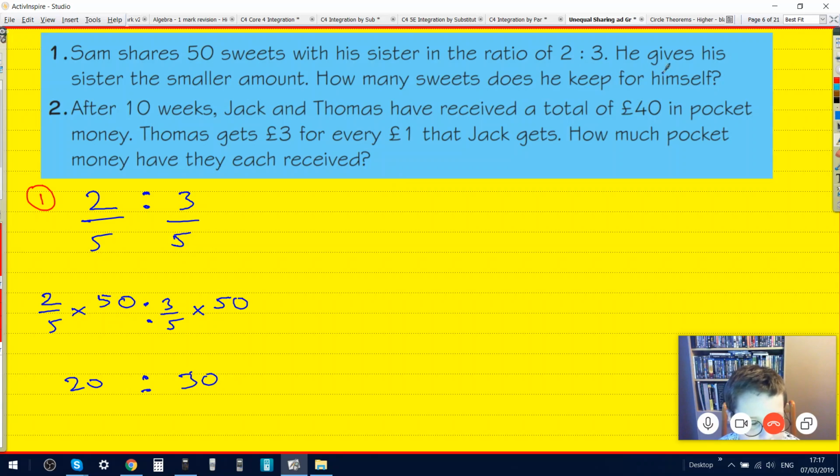Let me just see. How many sweets does he keep for himself? So which one was Sam, the 20 or the 30? The 30. Oh, he gives his sister the smaller amount. Yeah. So he keeps 30 for himself.